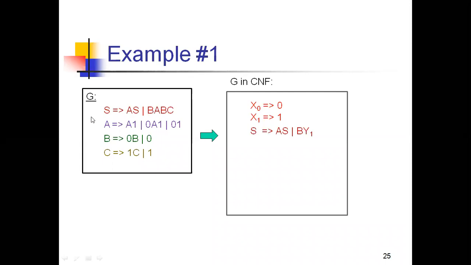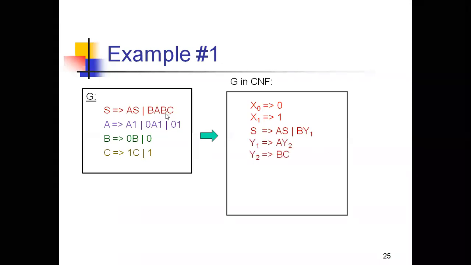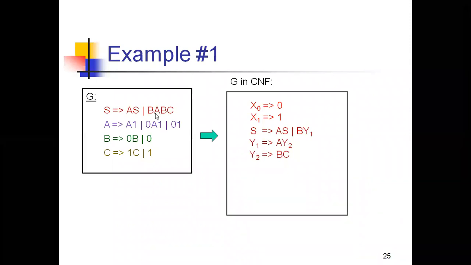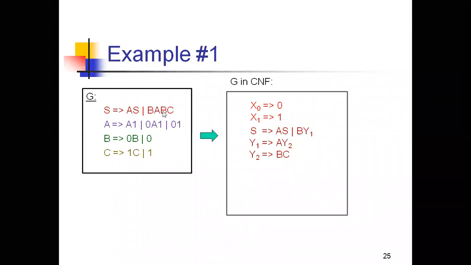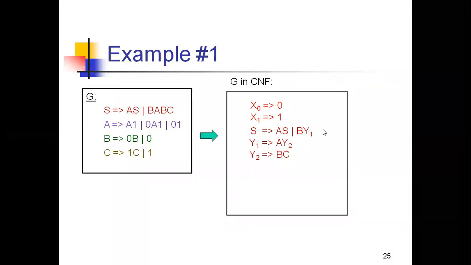So let's see. S tends to A, I am not doing anything for this, as it is in the form of a CNF, and I am doing it for this BAB C. Now I am writing B Y1, because I am choosing another variable in the form of Y1, and I replaced Y1 in the place of this ABC. Now what is Y1? Y1 is A Y2. What is Y2? BC. See, now everything is in the form of a CNF. That's the conversion I need to implement here.